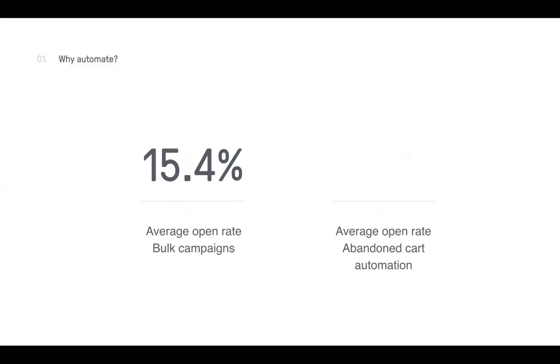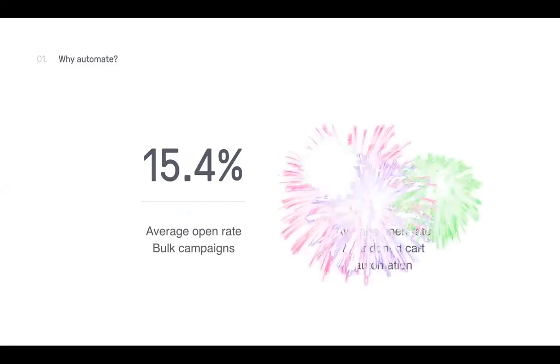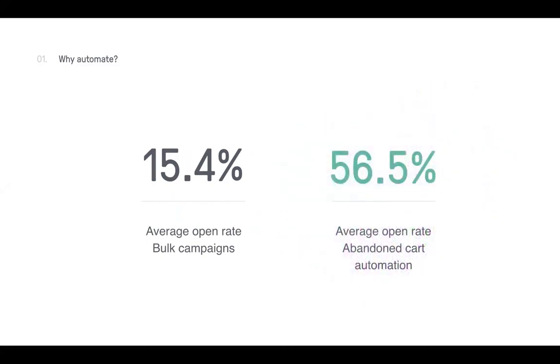Now, looking at some metrics. So for example, how it shows in numbers. If we compare the average open rate for bulk campaigns, which is around 15.4%, you can be expecting better than that. For some, it's worse than that, but as an average, it's around 15.4. And if we look at the average open rate for abandoned cart automations, yeah, some fireworks, 56.5%. So it's like at least 3 or 4 times higher than you would be expecting from bulk campaigns.